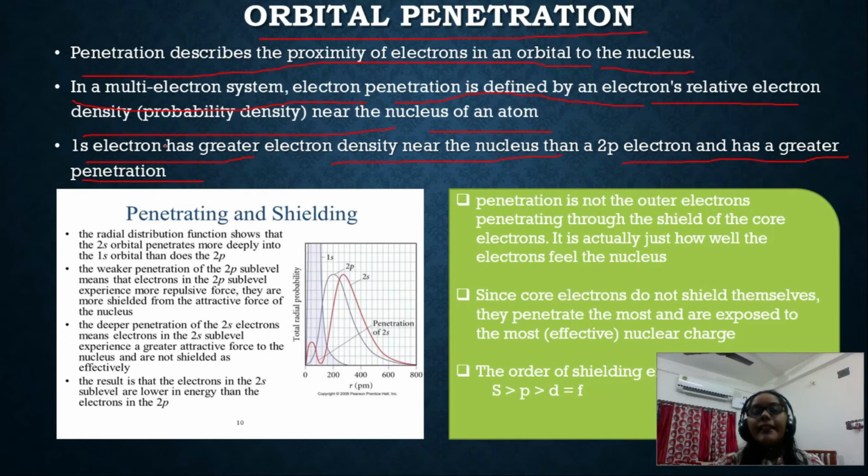A 1s electron always has a greater electron density near the nucleus. The shape of the 1s orbital is a sphere, and the nucleus is also a sphere, so obviously the penetration of the s orbital with the nucleus will be higher. So 1s has greater electron density near the nucleus than a 2p electron, and has a greater penetration effect. Now, this is the radial distribution.